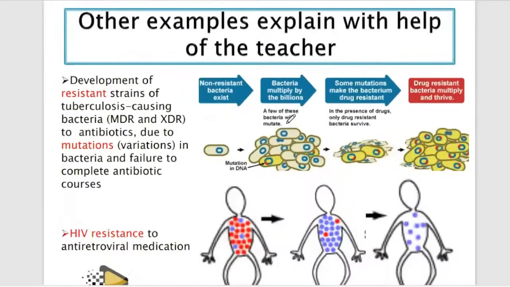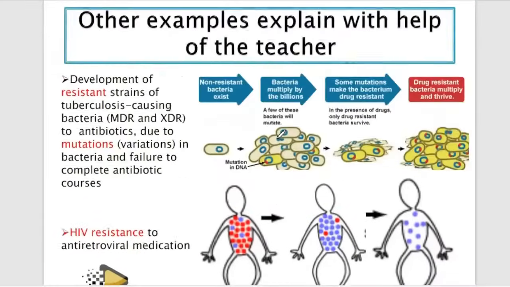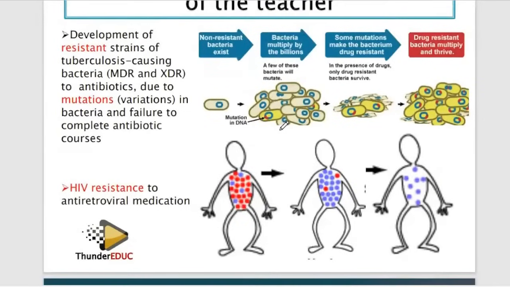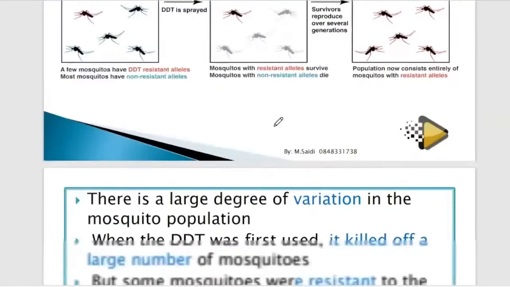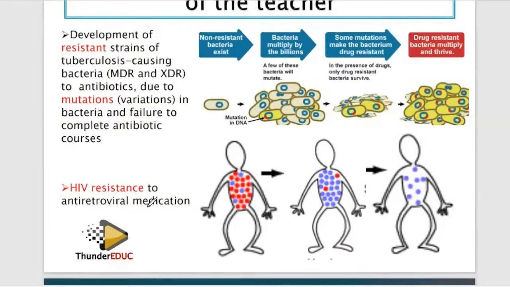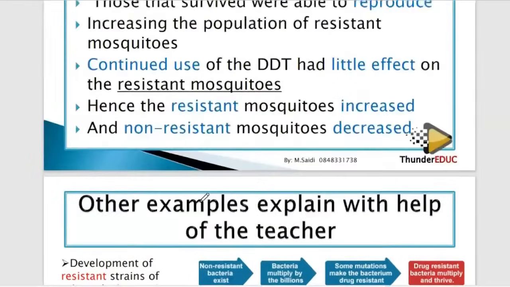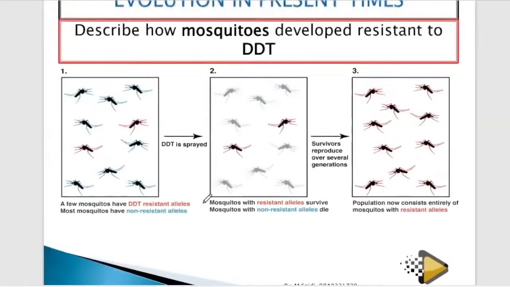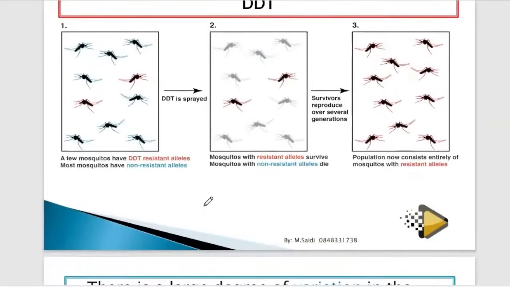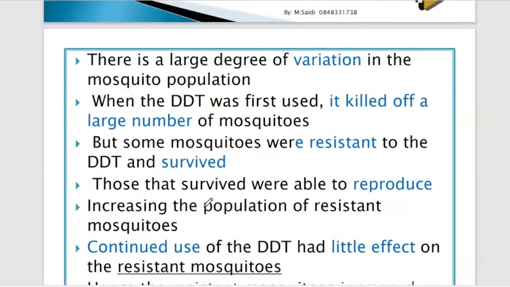Guys, let's wind up with this so that we finish with natural selection, and I show you how to remember the names of the scientists who discovered those. Present evolution can be brought into theories: use of DDT on the mosquito, use of antibiotics on bacteria, or use of antiretrovirals, ARVs. All of them work the same way, by natural selection. When you talk about evolution taking place in present time, it's about resistance.